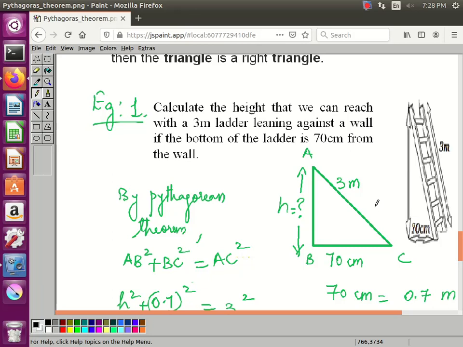So here you should take care of one thing. The length of the ladder is given in meters, and the distance between the wall and the ladder is given in centimeters. Okay, so you need to do the necessary conversion. Either you convert the meter into centimeter, or you convert the centimeter into meter. Either way you can do it.